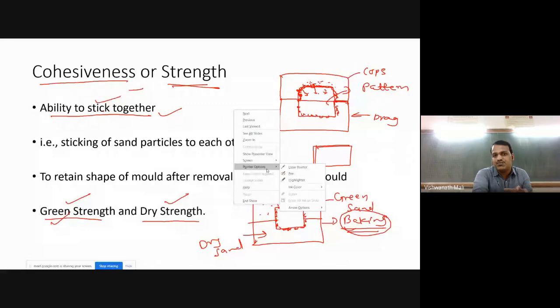So these are the conditions before pouring the molten metal. Okay, remember that.